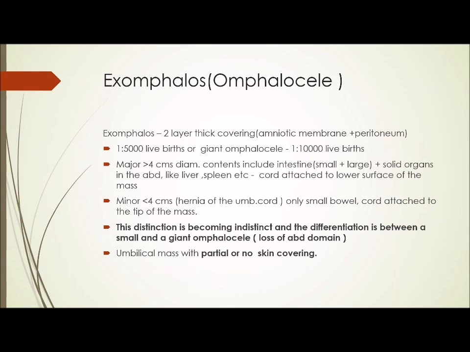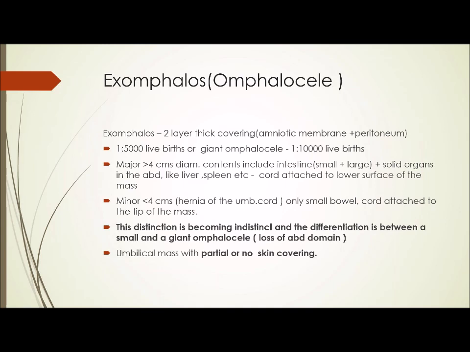We now only have two. One is the giant exomphalos, and the giant exomphalos is basically defined as one where there is a loss of abdominal domain. And loss of abdominal domain, we're repeatedly talking about that, even in the past and even in the future. That is basically when the sac volume is more than 25% of the whole abdominal volume. Some people may call it 30%, but 25% is a safe level. That is the usual definition of loss of abdominal domain, right?